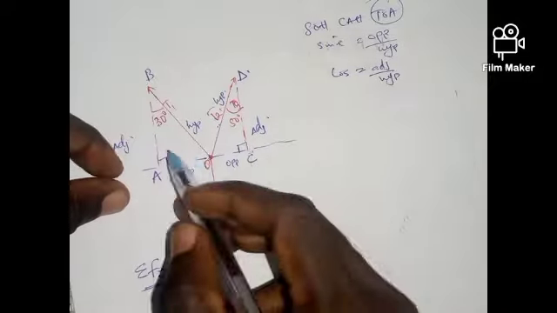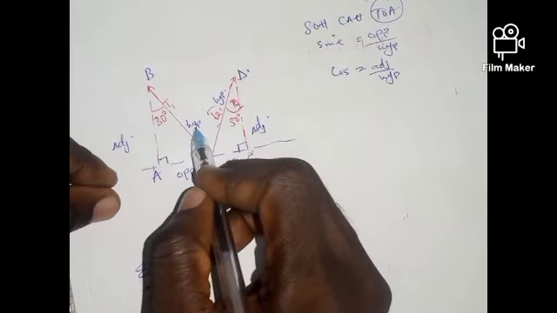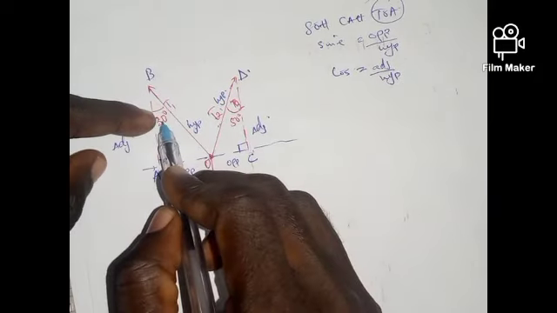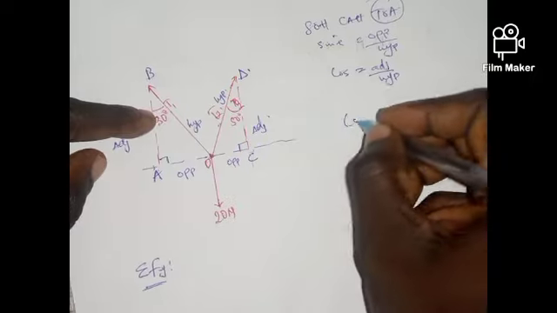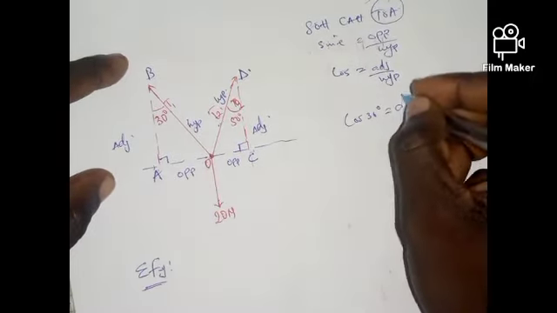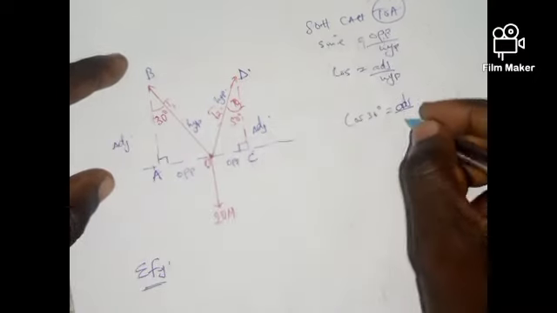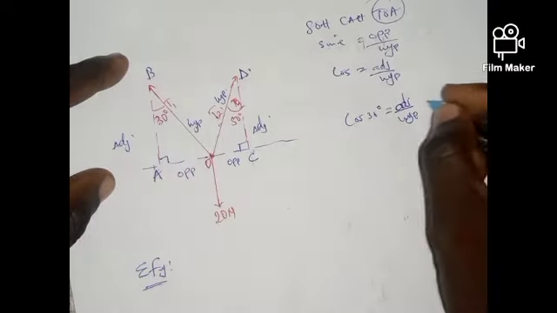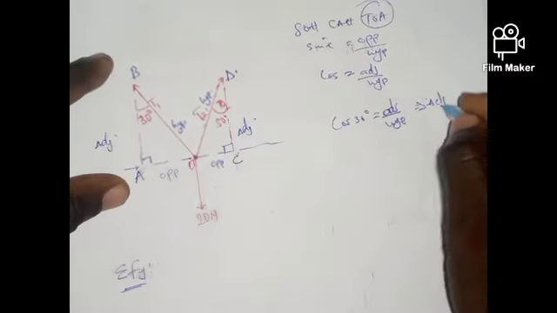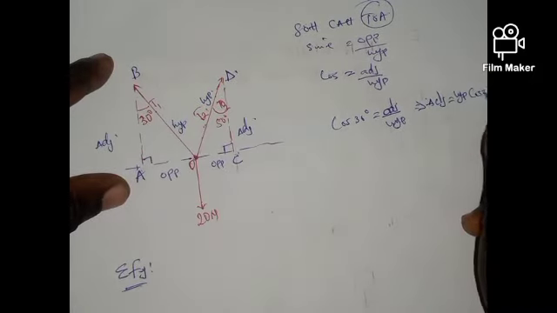So now let's look at this. This is adjacent and this is hypotenuse. So it means that if I want to get this, I'm going to use cos 30 degrees. Cos 30 degrees is equal to adjacent divided by the hypotenuse. So obviously you find out that the adjacent is equal to hypotenuse times cos 30 degrees.